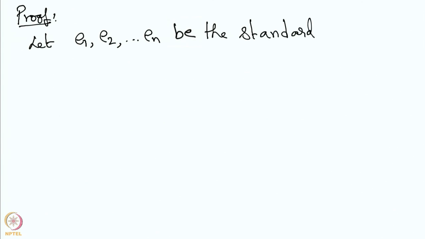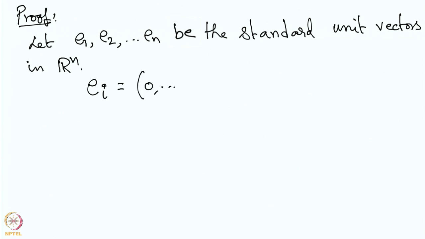Okay. So, let E1, E2, En be the standard unit vectors in Rn. What I mean here is that Ei consists of all zeros, but in the ith position it will be 1 and the rest of them are zeros. Only in the ith position it is 1 and the rest of the positions are 0. So, these are all vectors in Rn.